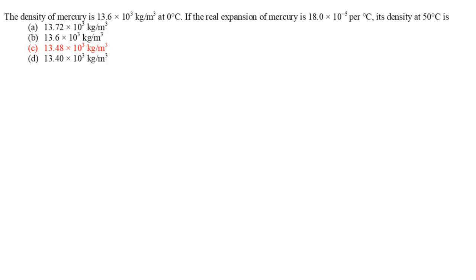We have a formula for density variation with temperature. It is rho equals rho naught times (1 plus gamma delta T), where rho naught is the density at 0 degrees Celsius, and rho is the density at T degrees Celsius, and gamma is called the coefficient of volume expansion, which is given here. So this is gamma.